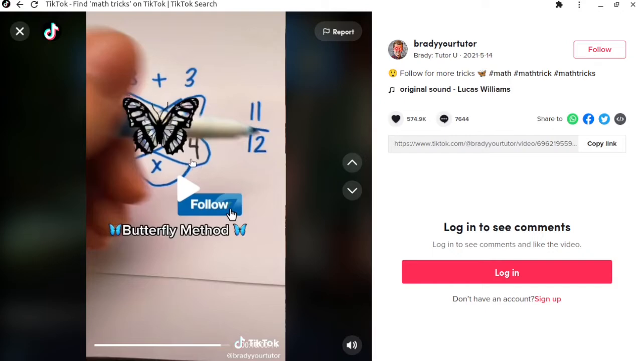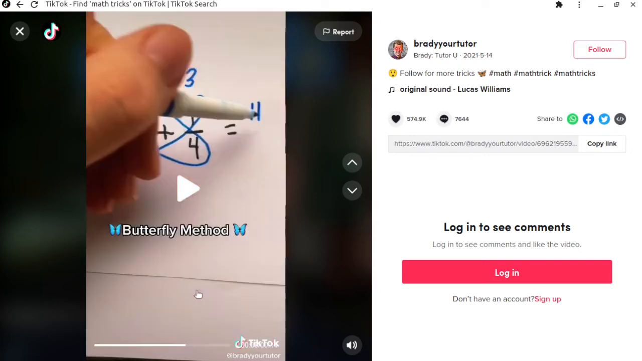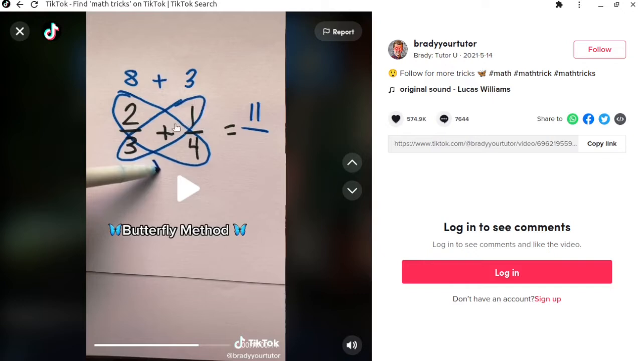Wait, hold on. That's pretty much the same thing, isn't it? But he's done it in a fancy way. So he's basically finding the lowest common multiple and converting those fractions so that they have the common denominator and adding them up. It's just that he's not doing it in separate lines. I guess you could call it a butterfly or you could call it messy.